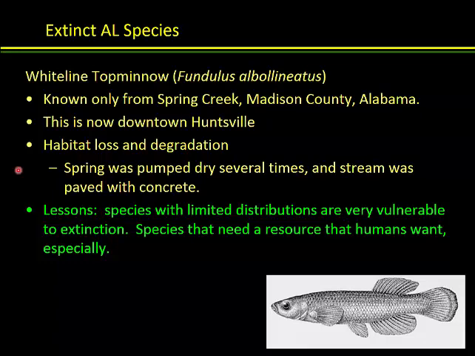So the lesson to be learned here is that species with limited distributions, in this case a fish that only lived in one little creek, are particularly vulnerable to extinction because they don't have any backup populations anywhere. They're just confined in a small area.